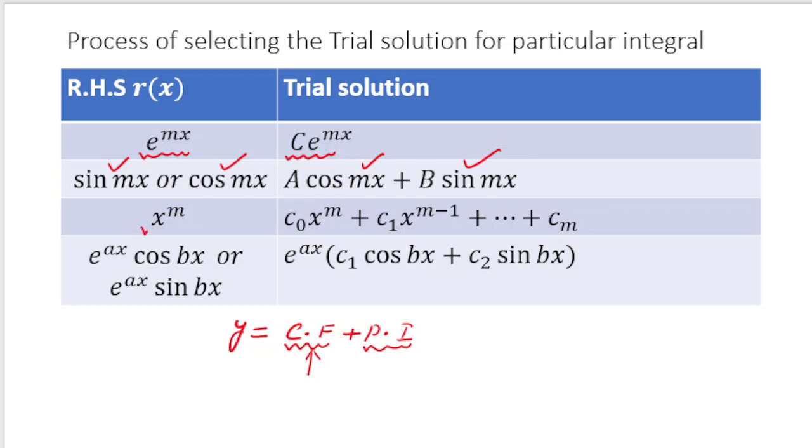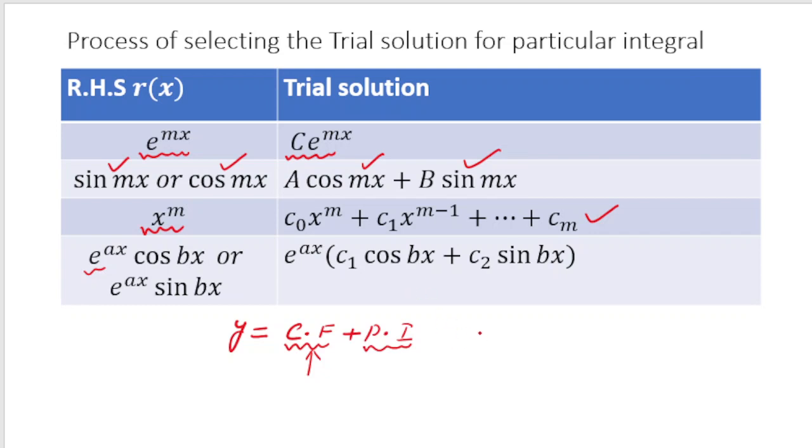If the right hand side is a polynomial of degree m, then the trial solution will be a general polynomial of degree m. When I say general polynomial, what I mean is that we have the terms of all powers of x. Similarly, if we have the right hand side as e to the power ax cos bx or e to the power ax sin bx, in that case we select the trial solution as e to the power ax times (c1 cos bx plus c2 sin bx). If we have a sum of these, then we take the trial solution accordingly.